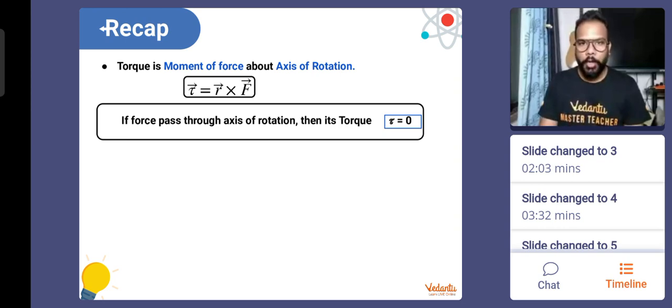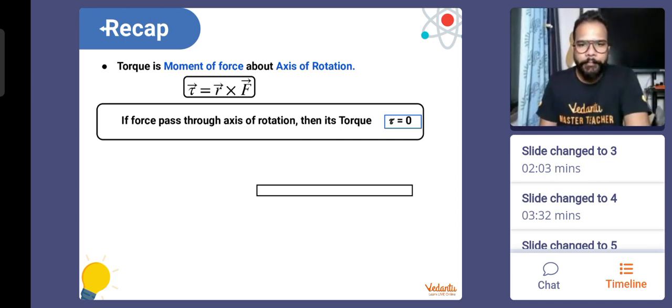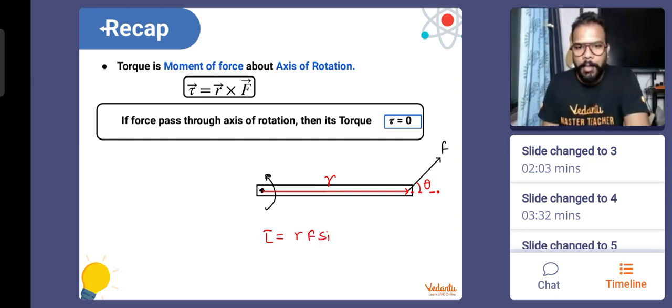Last time we spoke about torque, which was understood as the rotational effect of force, also known as the moment of force, about an axis of rotation. Say this is the body and this is its axis of rotation, and a force acts on it, trying to rotate the body about this axis. If I know the position vector of the point where the force is acting, I can write the torque as the cross product of r and F, which in magnitude is r into F into sine theta.